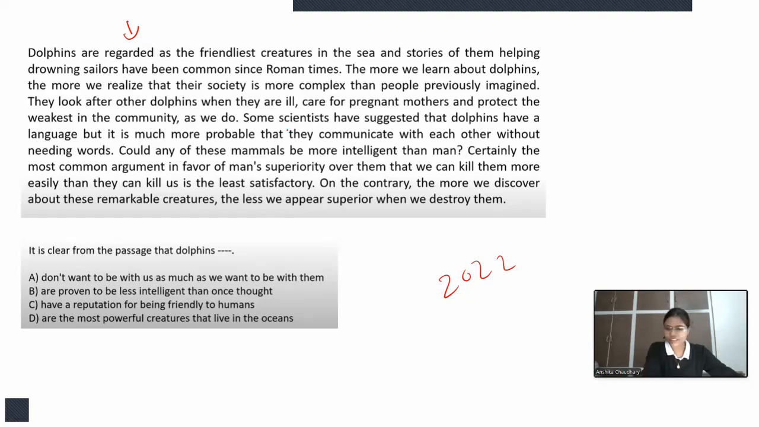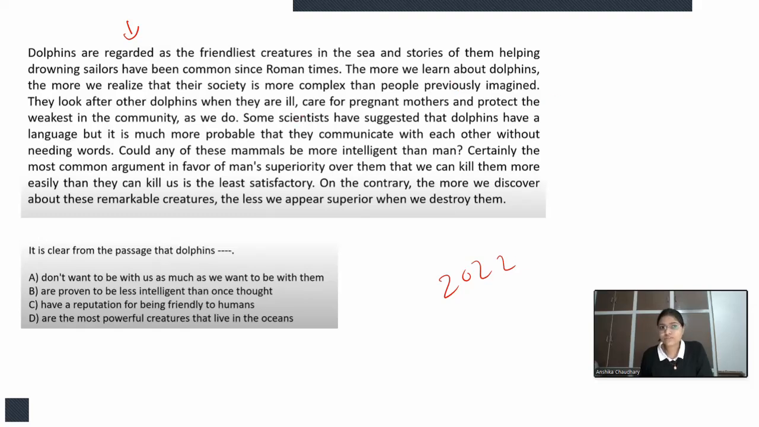And we will first skim and scan the passage, and then we will try to figure out all the questions and answers, right? So dolphins are regarded as the friendliest creatures in the sea, and stories of them helping drowning sailors have been common since Roman times. The more we learn about dolphins, the more we realize that their society is more complex than people previously imagined.